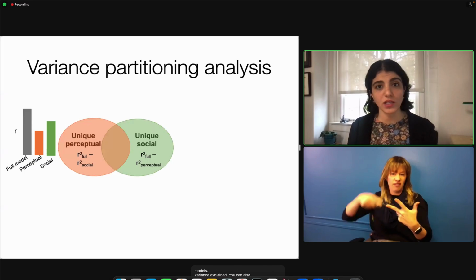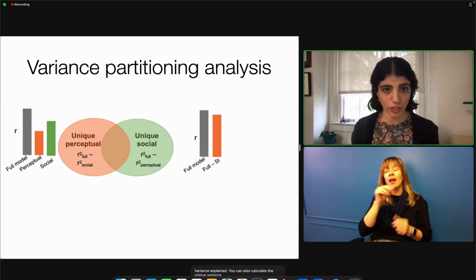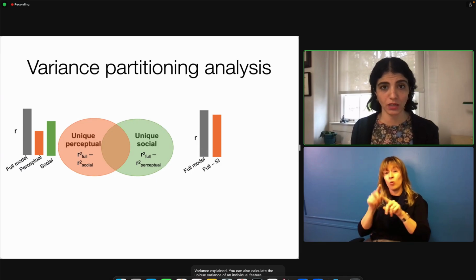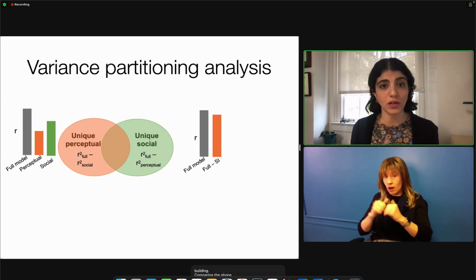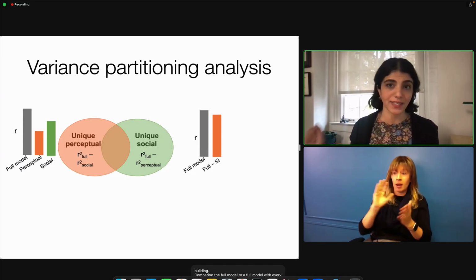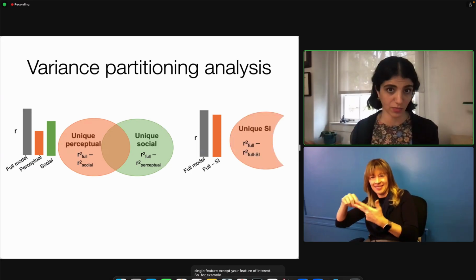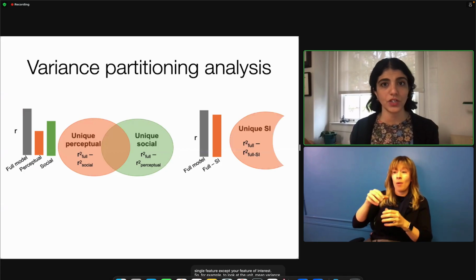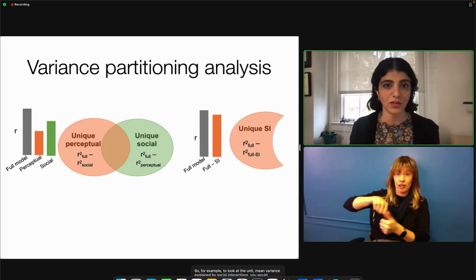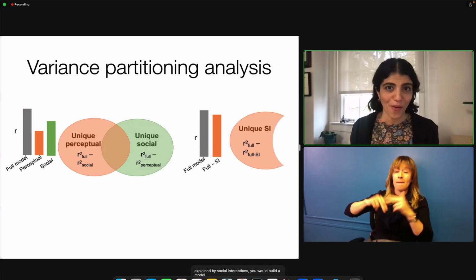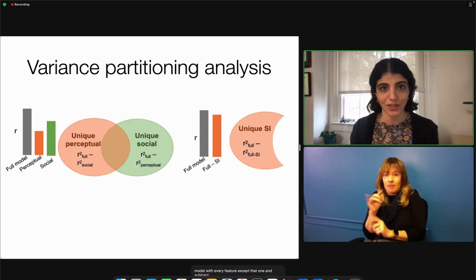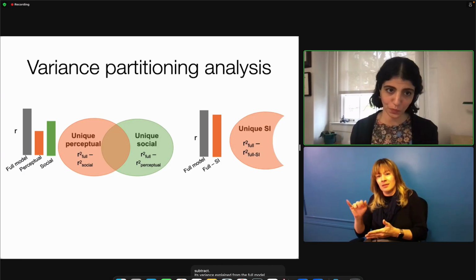You can also calculate the unique variance of an individual feature by comparing the full model to a full model with every single feature except your feature of interest. So for example, to look at the unique variance explained by social interactions, you would build a model with every feature except that one and subtract its variance explained from the full model. Okay.